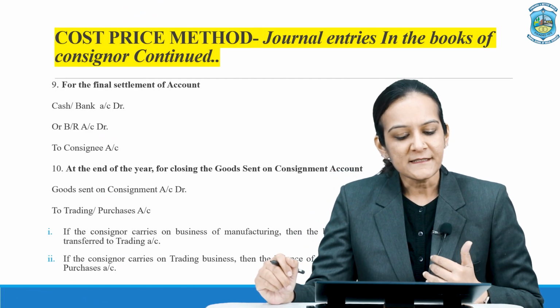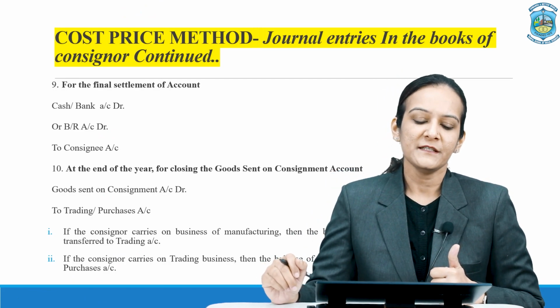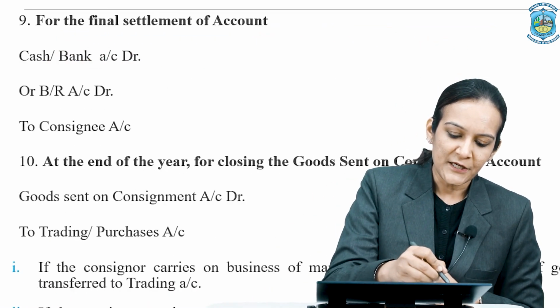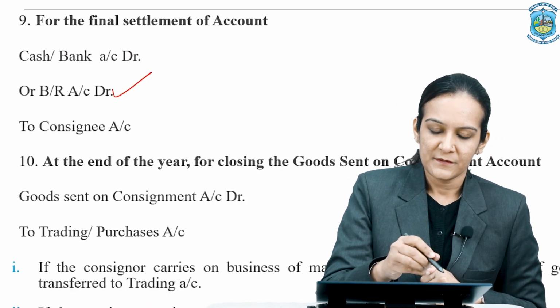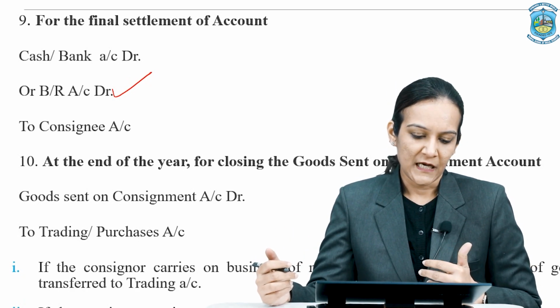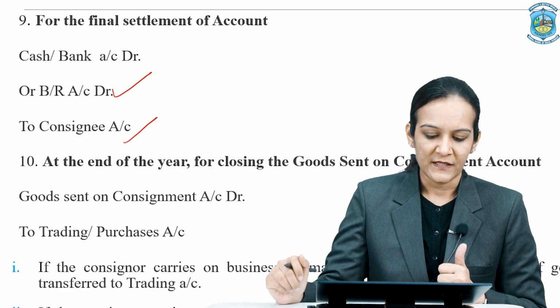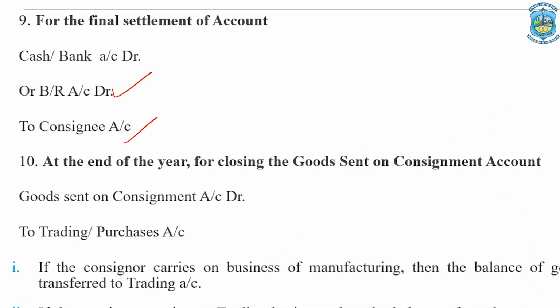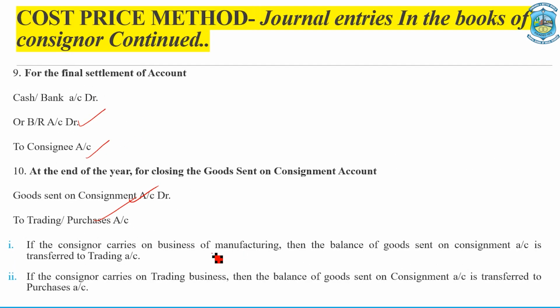Now, for the final settlement of the account, there is another entry that we are supposed to pass, that is cash or bank account debit, or bills receivable account debit. If the settlement is made in terms of bills, then bills receivable account is debited to consignee's account. And at the end of the year, for closing the goods sent on consignment, the entry will be goods sent on consignment account debit to trading account in case of a manufacturing business, and to purchases account in case of a trading concern.